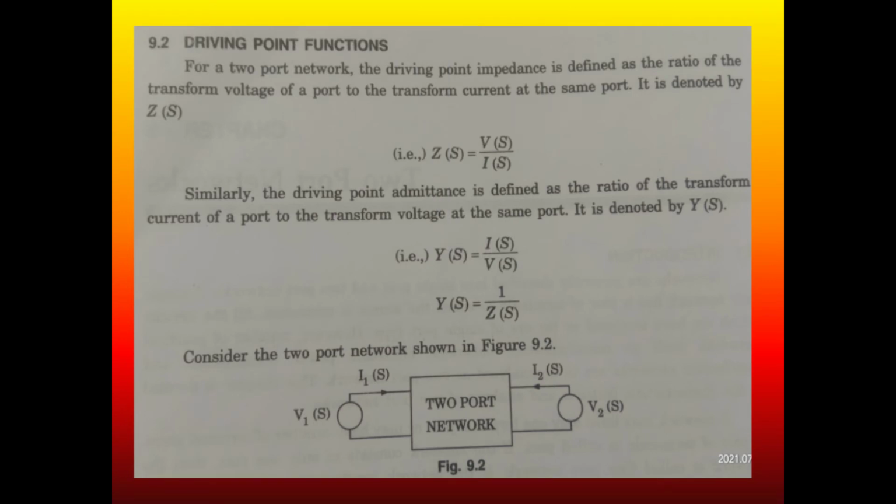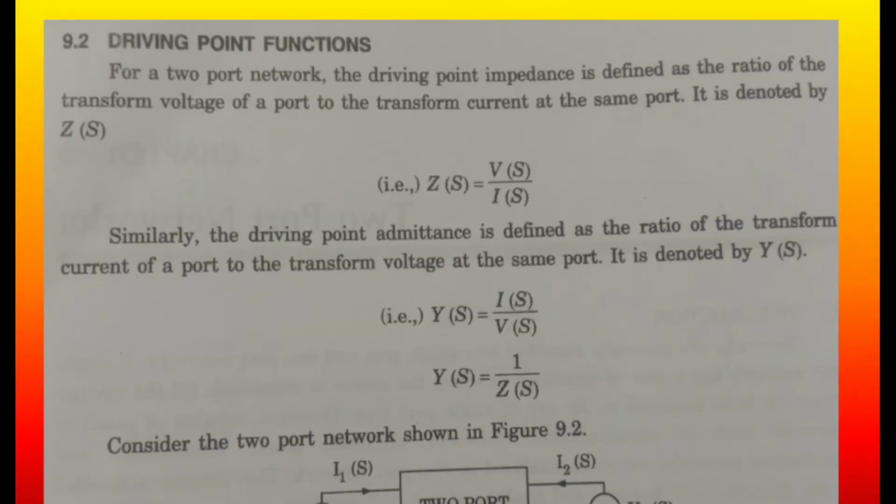Let me start with the important points we are going to discuss here. First one is driving point functions. What are the driving point functions for a two-port network? The driving point impedance is considered as the ratio of transform voltage of one port to transform current at the same port. It is defined as Z of S equal to V of S divided by I of S. Z of S is the input side, let me take that as the source side.